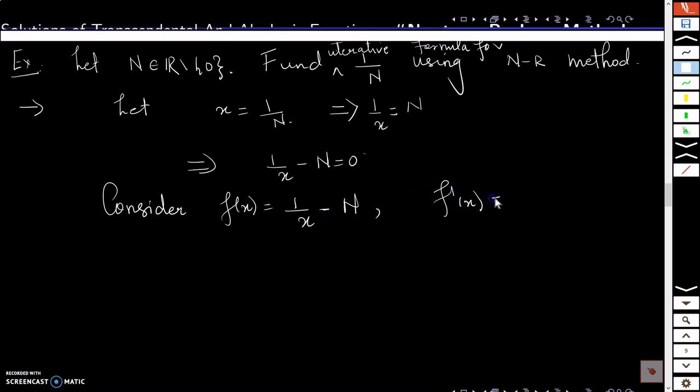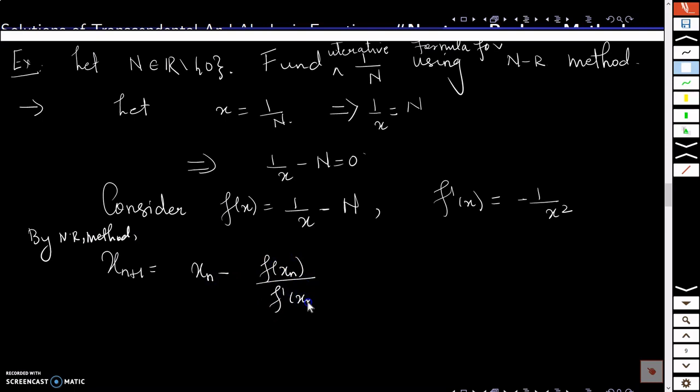Then what will be f dash of x? The derivative of 1 by x is minus 1 by x square, and the derivative of capital N would be 0. So that's f dash of x. And now, how is xn plus 1 given by the Newton-Raphson method? xn plus 1 is nothing but xn minus f of xn upon f dash of xn. And f of xn will be 1 by xn minus capital N. So you just put x equal to xn in the expression for f of x, and f dash of xn will be minus 1 by xn square.